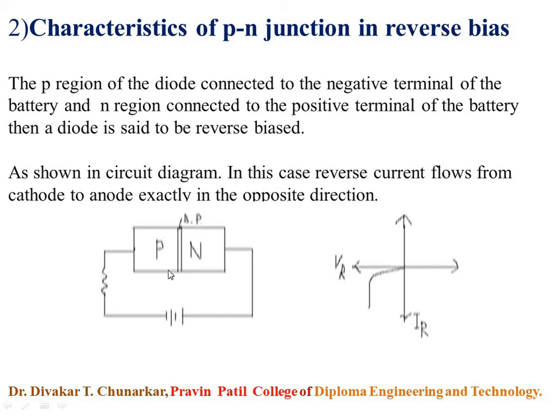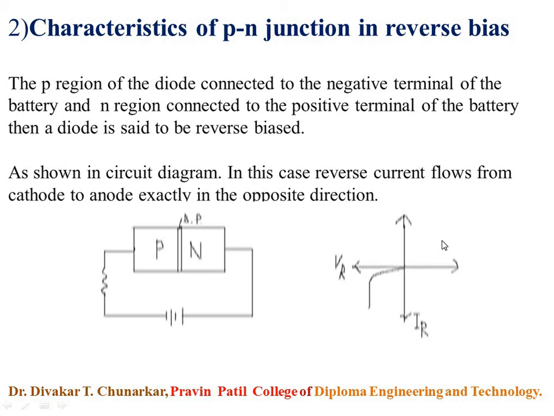As shown in the circuit diagram, in this case reverse current flows from cathode to anode, keep this in mind. The reverse current flows from cathode to anode, exactly in the opposite direction. And in a PN junction diode in forward bias, forward current flows from anode to cathode, keep this in mind.